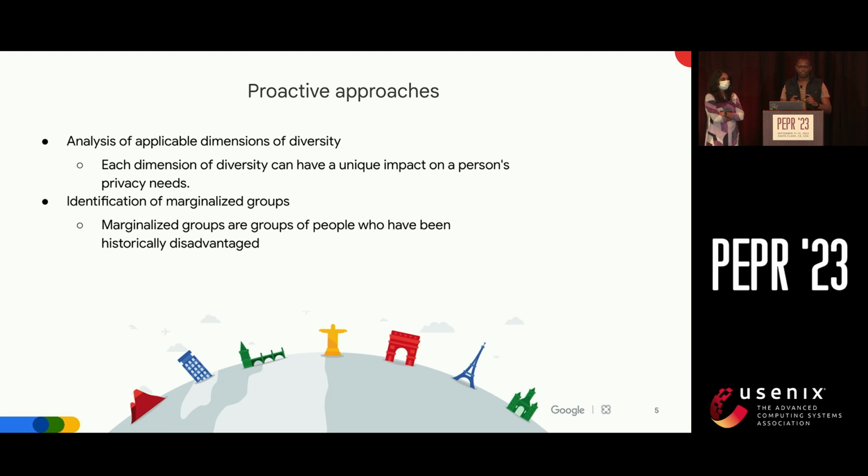Then you move on to identify marginalized groups. When we say marginalized groups, these are groups of people that have been historically disadvantaged or excluded from different design aspects or from society. And they are at risk of facing disproportionate risks compared to the average user.